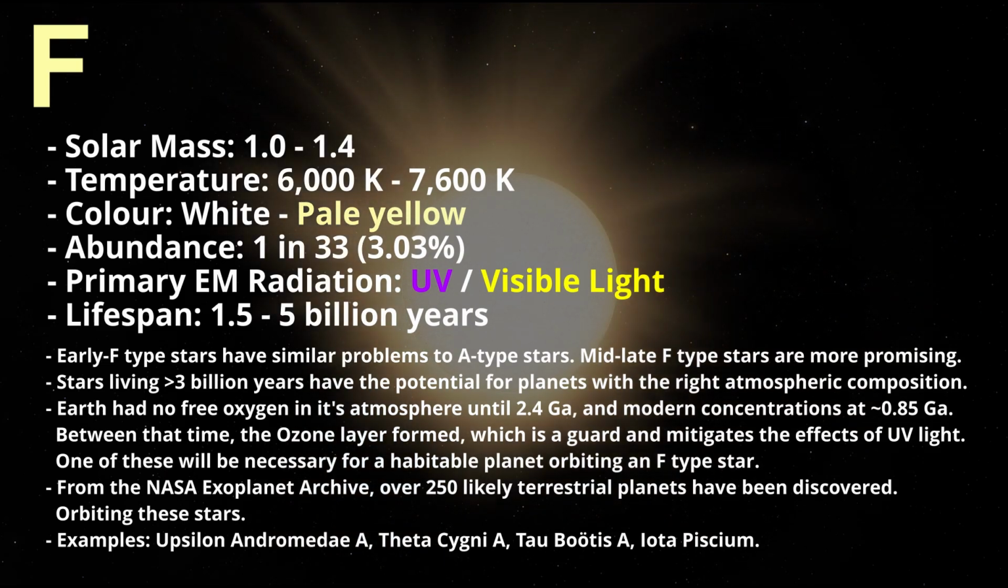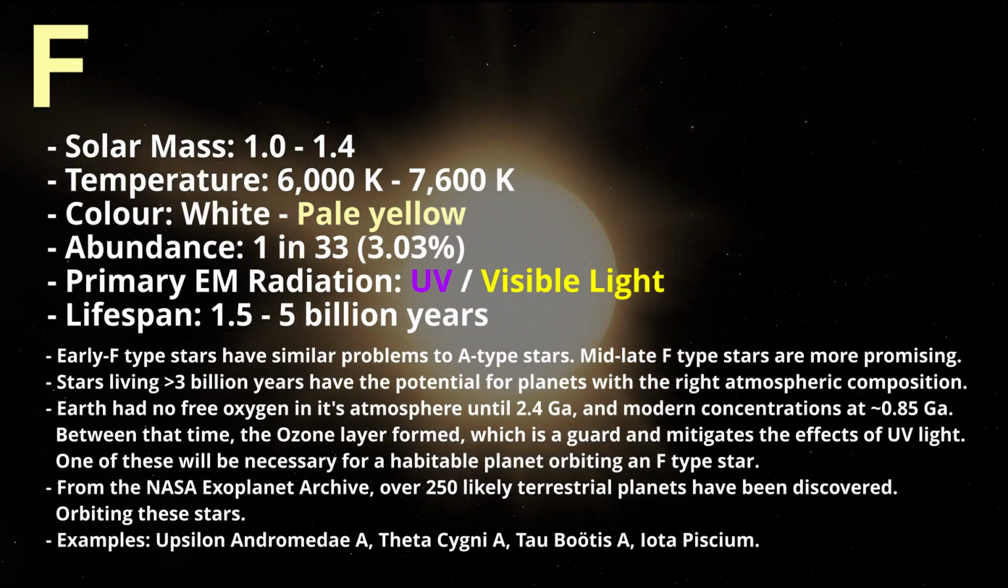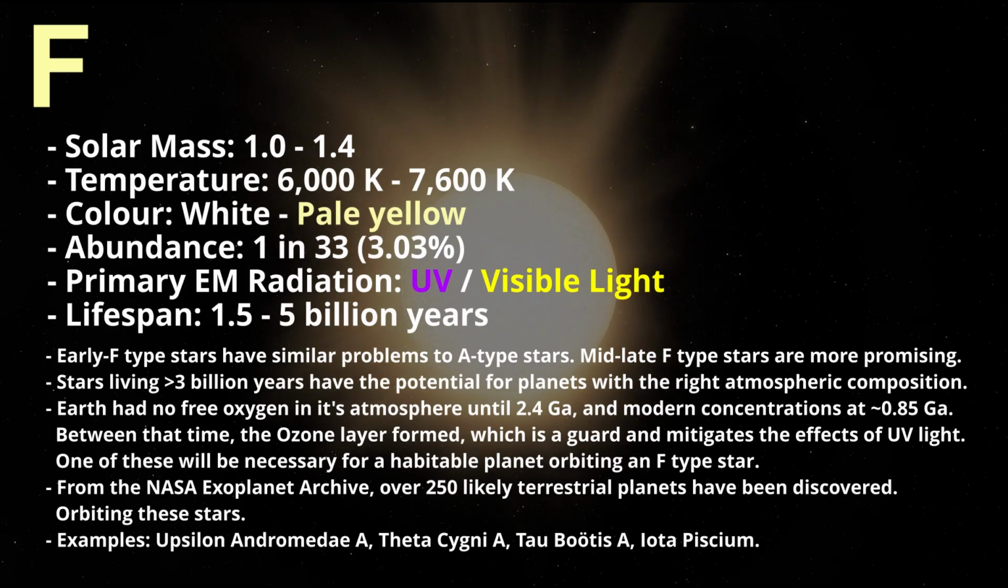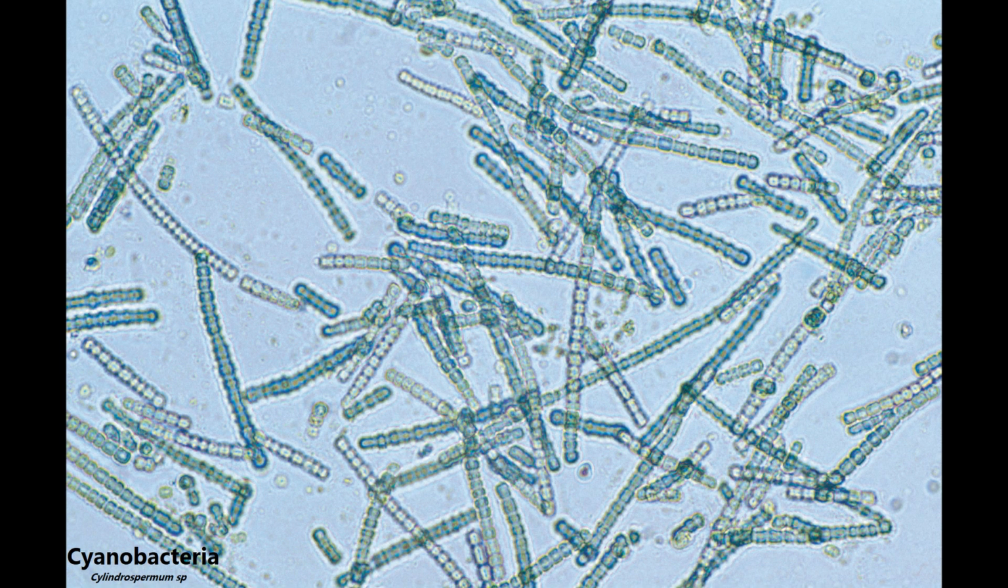Early F-type stars have similar problems to those of A-types, being too hot, too intense with the light intensity, and not living long enough. But late F-type stars that live for at least 3 billion years are promising. The reason for this figure is all to do with oxygen. Like I explained with A-type stars, early Earth had no free oxygen in its atmosphere. In fact, for nearly half of Earth's history, there still was no oxygen in its atmosphere. It took until roughly 2.4 billion years ago, when the Great Oxygenation Event occurred, from the emergence of photosynthetic organisms known as cyanobacteria, the very distant ancestors of modern plants.